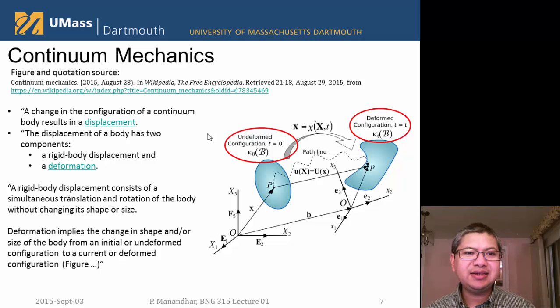So what is continuum mechanics? According to Wikipedia, a change in the configuration of a continuum body, so any body that you can think of, results in what can be called displacement. Now the displacement can be separated into two different phenomena, where the body has moved as if it's a rigid body, and then it changes in shape.